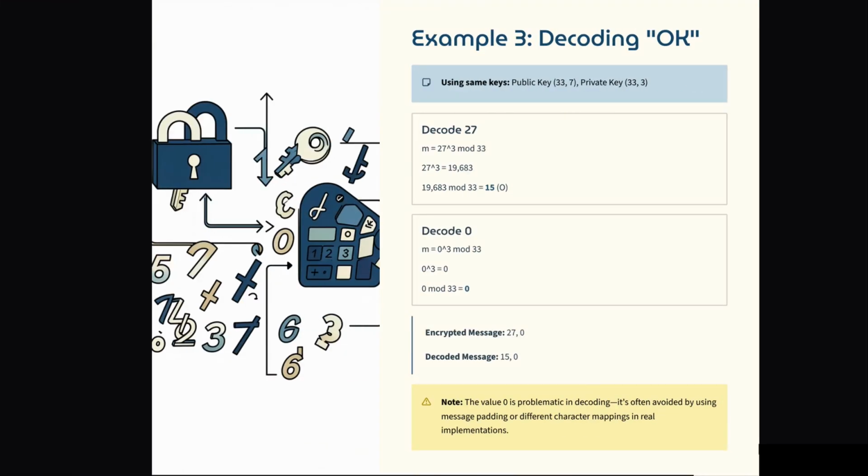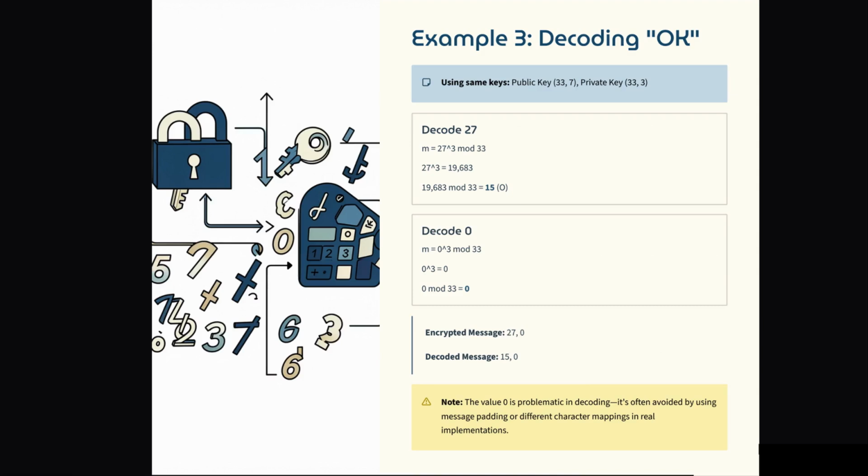Now that we are at the endpoint, we want to decode our message and optimally get OK back. So using the private key (33, 3), we can decode 27. 27 to the power of 3 mod 33 is 19,683 mod 33, which is 15. As we have decided, 15 is O. This worked perfectly fine. But now we have to decode 0. 0 to the power of 3 mod 33. 0 to the power of 3 is still 0, so 0 mod 33 equals 0.